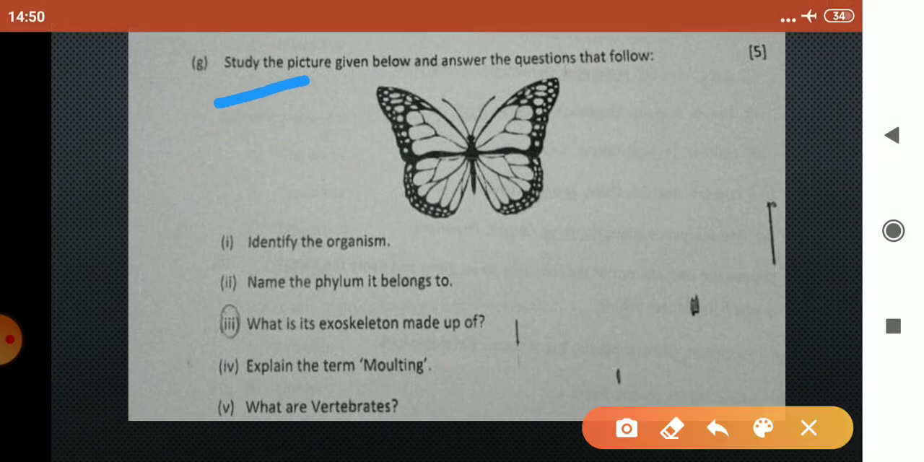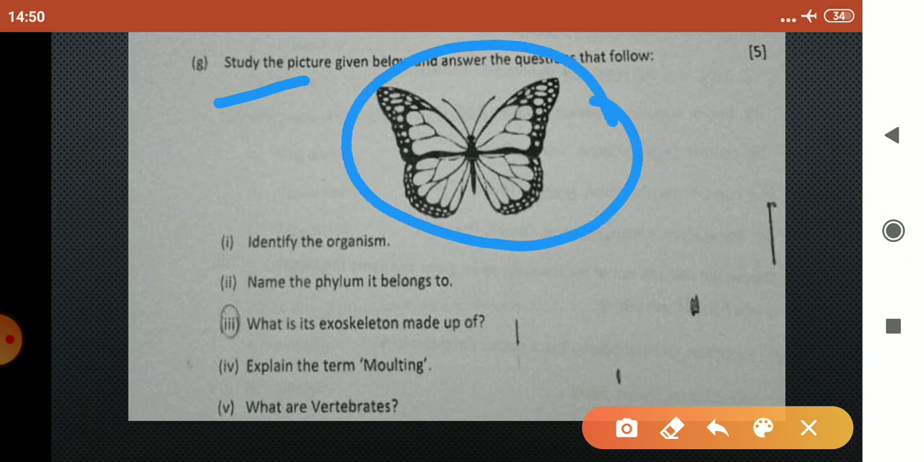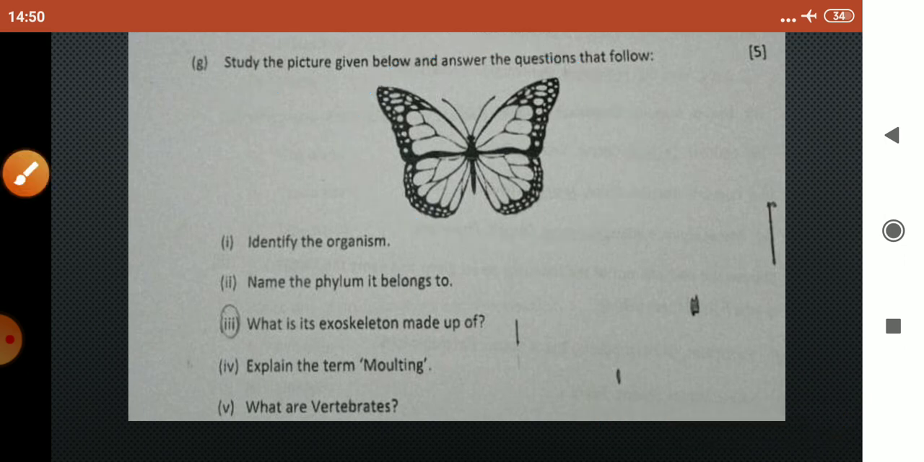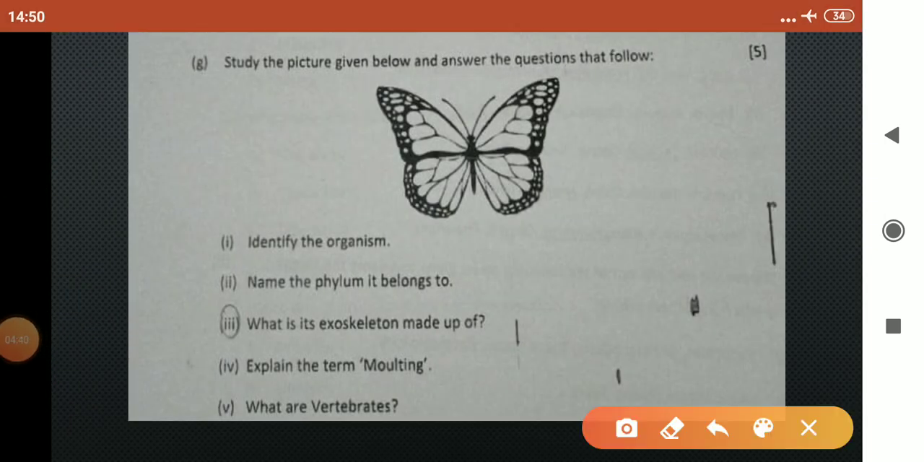Study the picture given below and answer the questions that follow. So here the organism you can easily identify. This is a butterfly. And so the first answer will be the butterfly. Now name the phylum to which it belongs. Now the phylum to which it belongs is Arthropoda.